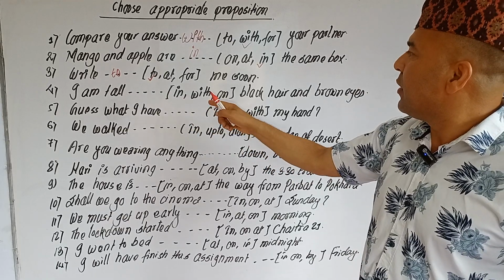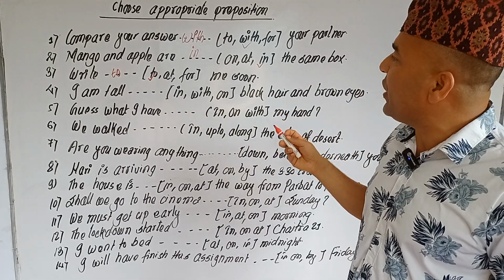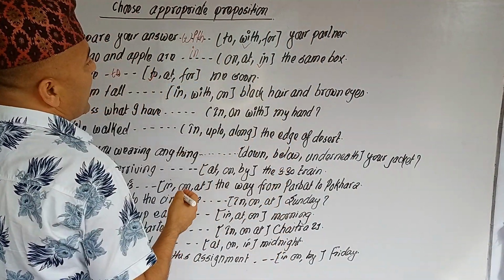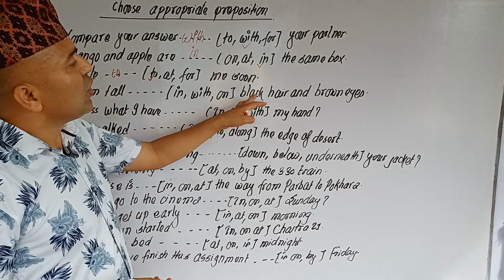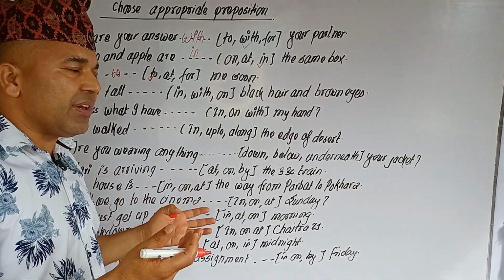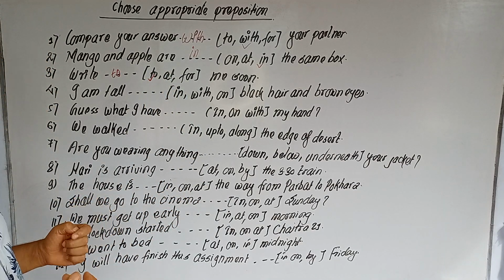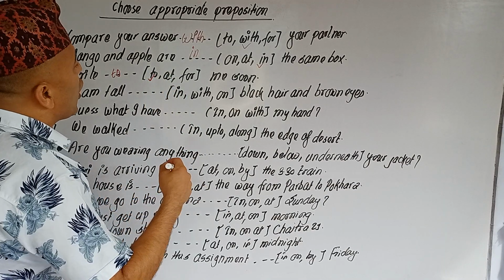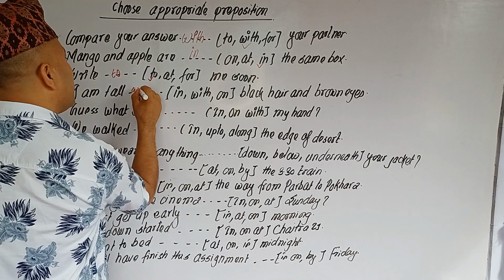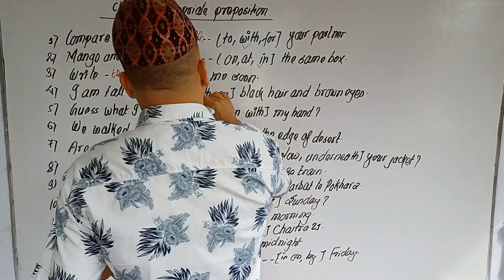I am tall in, with, or on black hair? With. You see, I am tall with black hair. It is compared to the dress, hair, eye structure, whatever is related to our body, covered with the body or related to the body. That's why it is with.